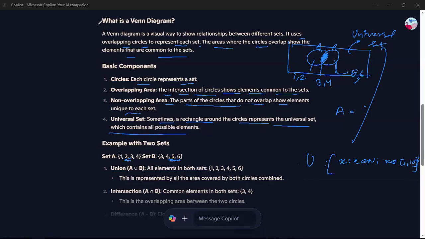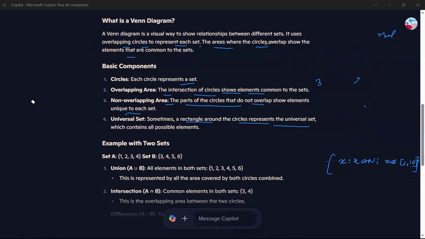So are you able to understand what a Venn diagram is first? What is this rectangle and what are these two circles? Clear? Yes, sir. Yes. Now let's discuss the next topic.